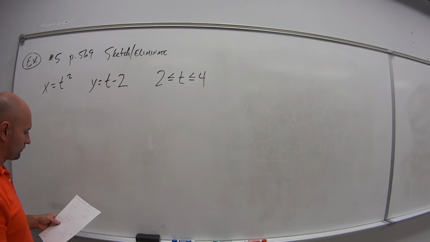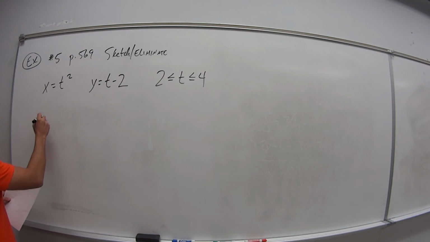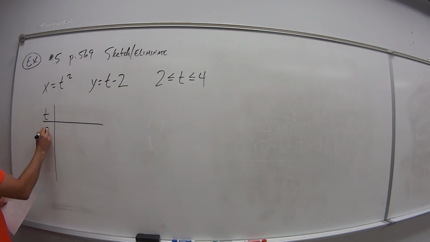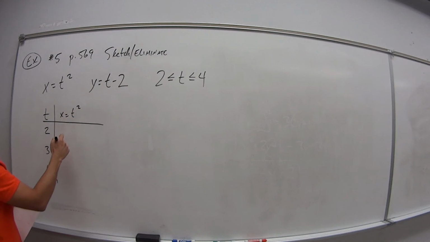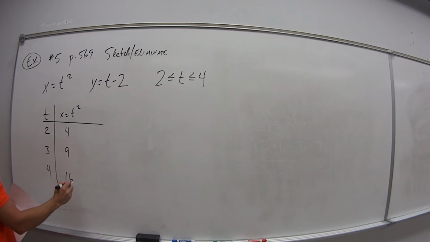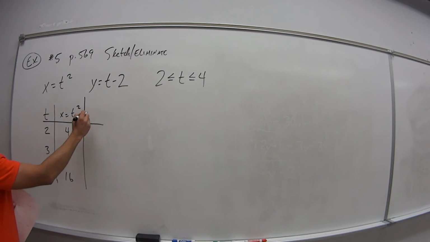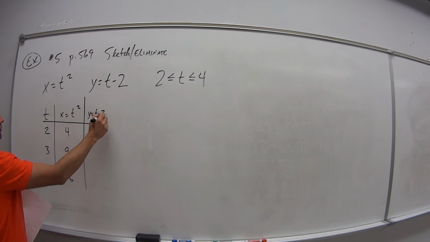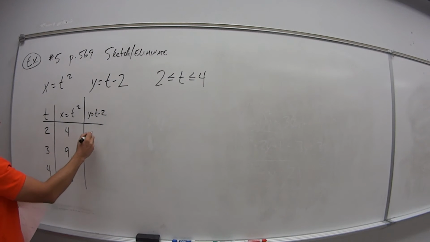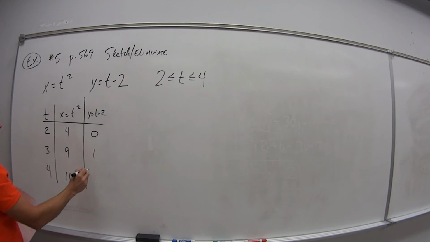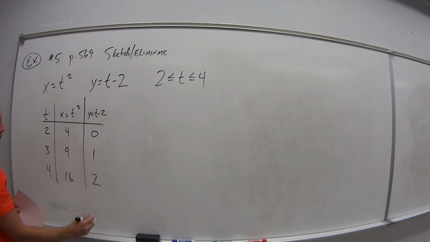All right, welcome back. So hopefully you're able to get through it. Just as before, to solve this, we're going to build a table. But our values for t this time are only 2, 3, and 4. So x is equal to t squared. So that means we have 4, 9, and 16 on our table for our x values. y is t minus 2. So 2 minus 2, 0. 3 minus 2, 1. 4 minus 2, 2.